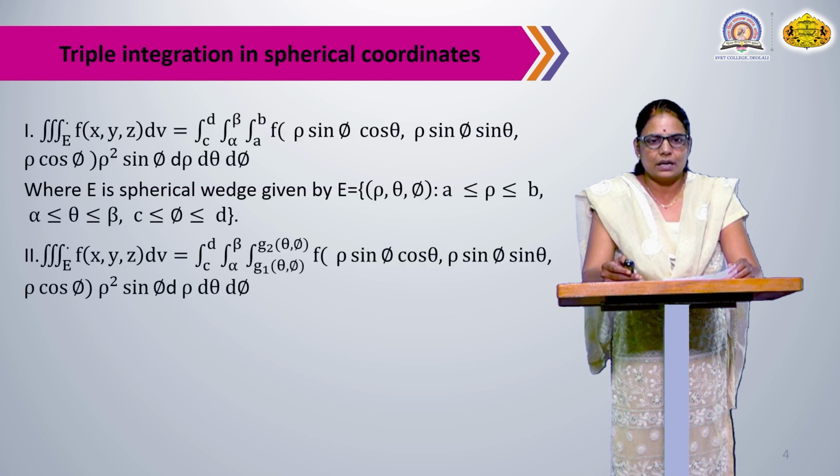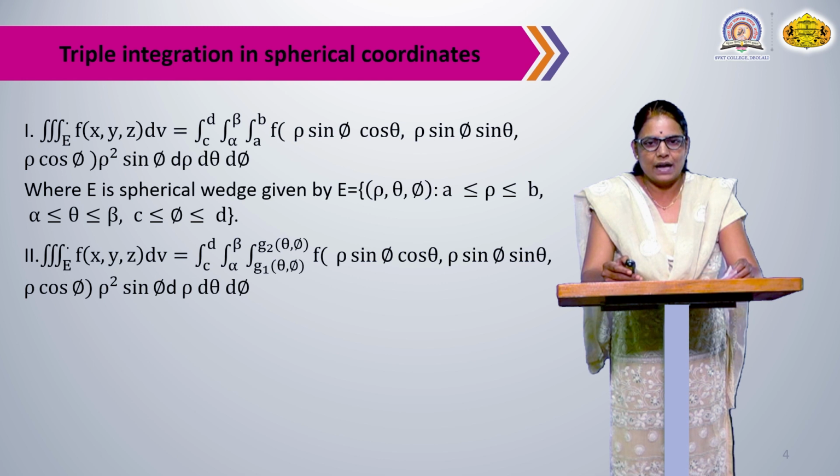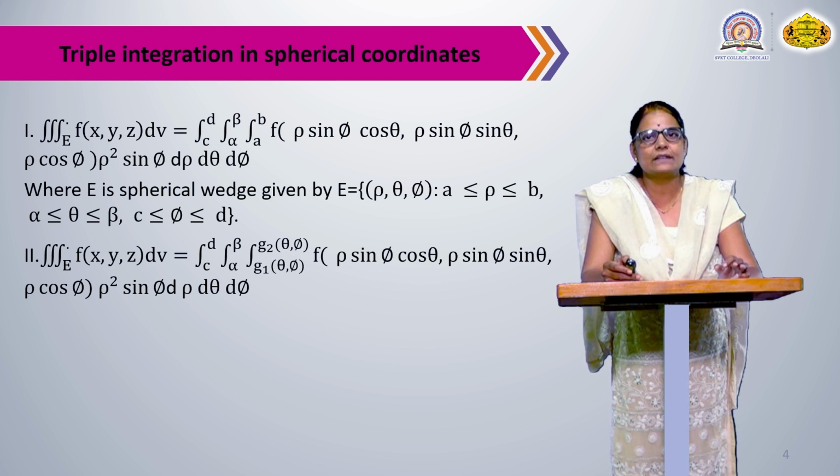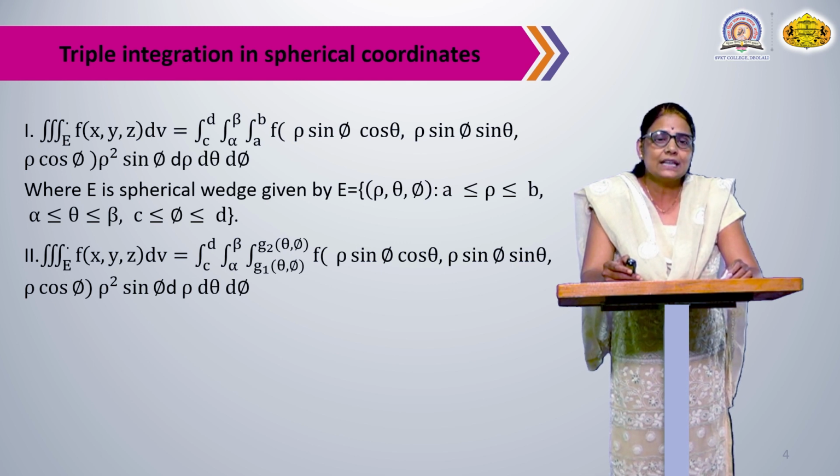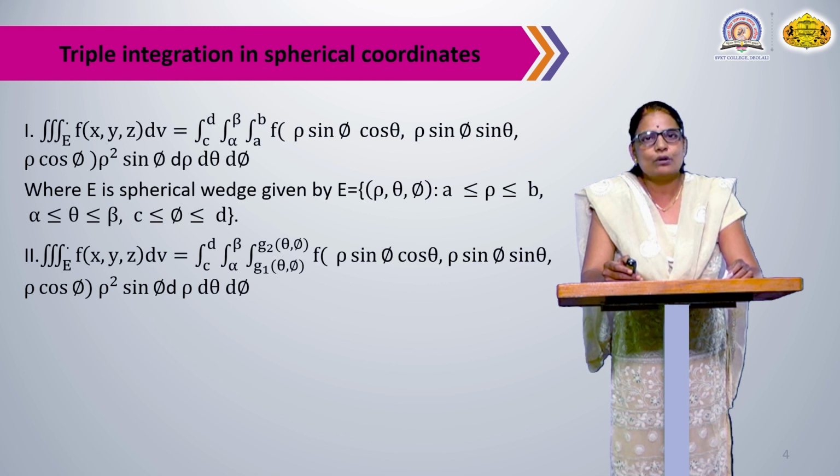So if the region E is given by the set of all triplets rho, theta, phi, where A is less than or equal to rho is less than or equal to B, alpha is less than or equal to theta is less than or equal to beta, and C is less than or equal to phi is less than or equal to D, then the triple integral of f of x, y, z over the solid region E is the same as the triple integral of f of rho sin phi cos theta, rho sin phi sin theta, rho cos phi, into rho square sin phi d rho d theta d phi, where rho varies from A to B, theta varies from alpha to beta, and phi varies from C to D.